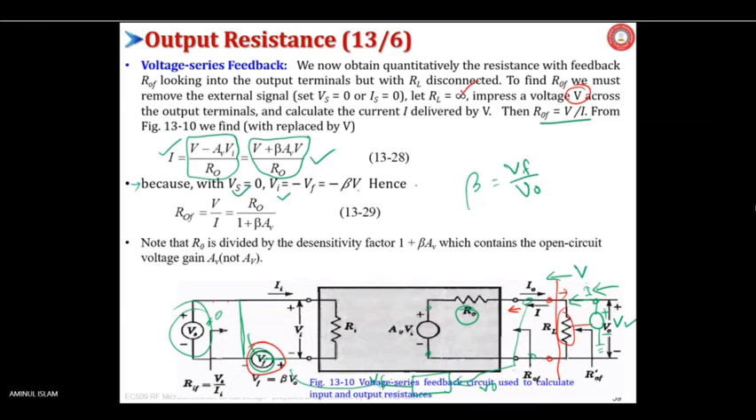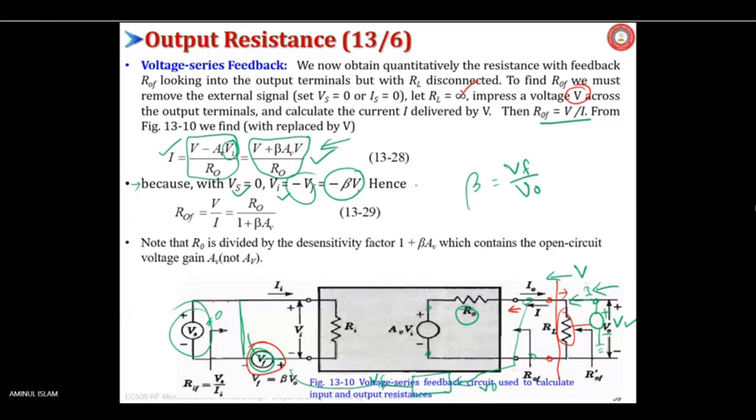Aman, do you understand this? Yes, sir, I understand. So you can write down this equation. Obviously, there is no problem. Minus beta V is coming here in place of VF, because we are replacing Vi with minus VF. Again, minus VF equals minus beta V. So we are getting this equation. I hope you understood.